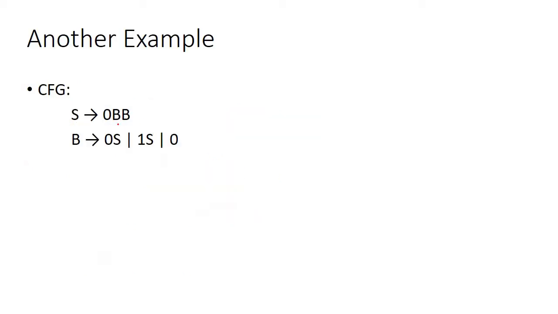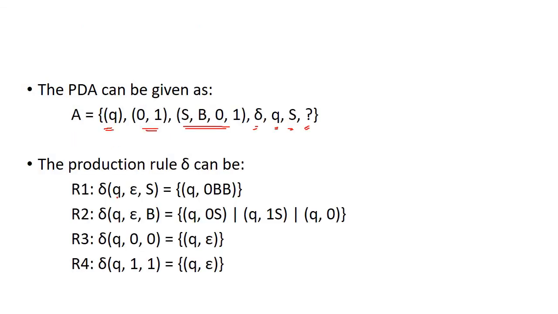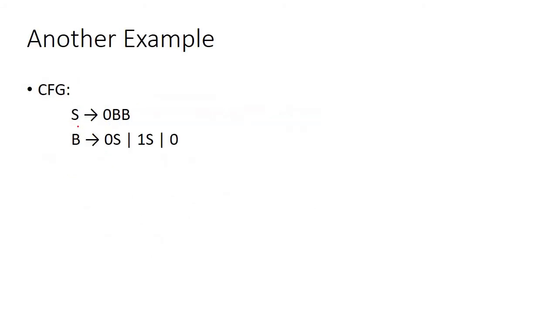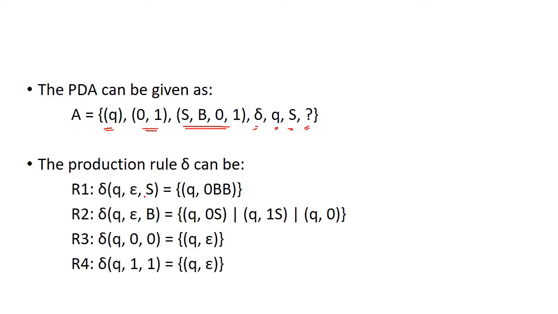So 1, 2, 3, 4. Four productions do we have, and let's see how we can design these four productions. There are only two non-terminals, that is S and B. So one for S and three for B. S is producing 0BB, fine. B is producing 0S, B is producing 1S, and B is producing 0. So we can write all the production transition functions in one set or separately.